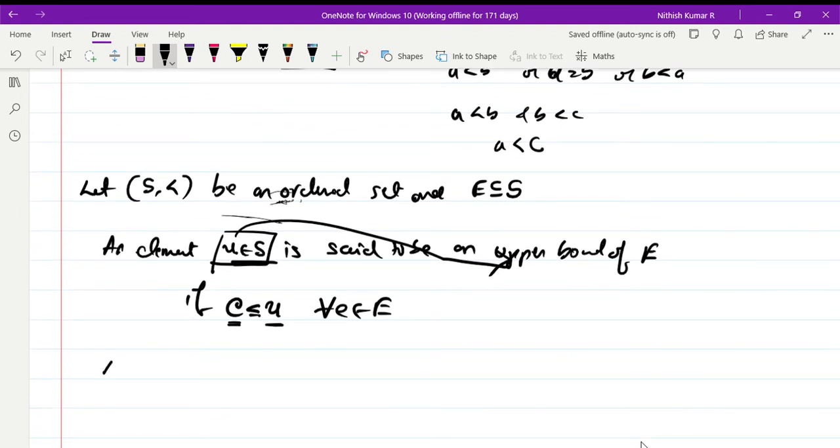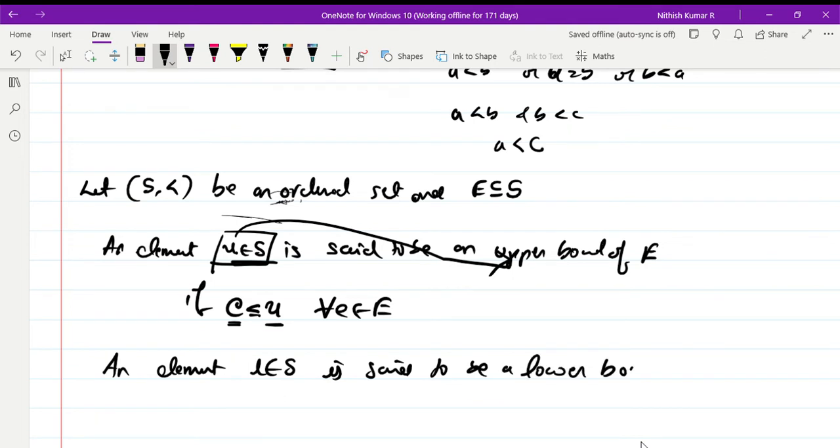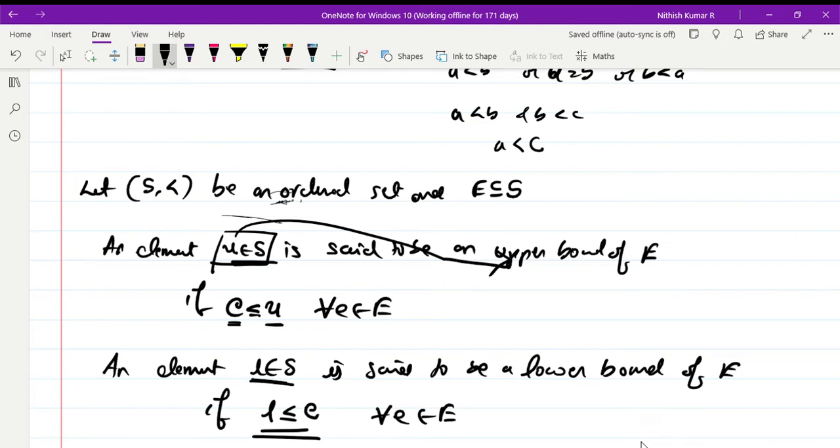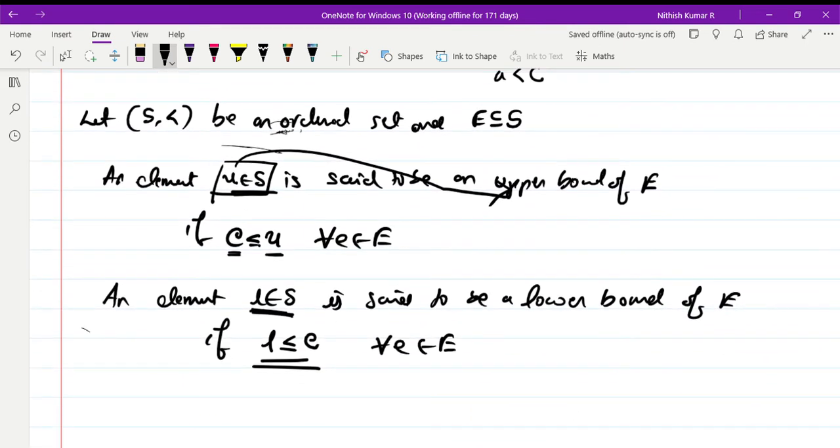Now the next one: an element L belonging to S is said to be a lower bound of E if L is less than or equal to E for all E belonging to E. That means L is less than or equal to every element of E. Similar to the upper bound, U is also an element of S, so it may be an element of E or may not be, but to say L is a lower bound, L must be less than or equal to every element of E.